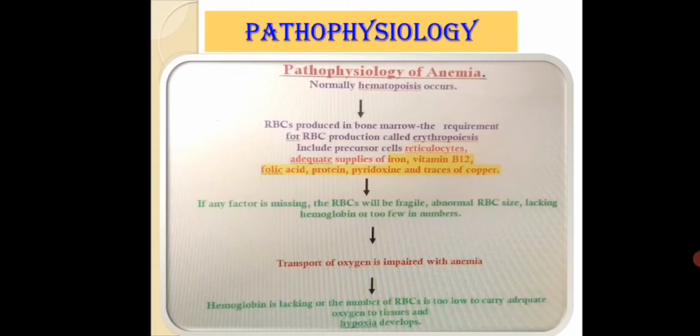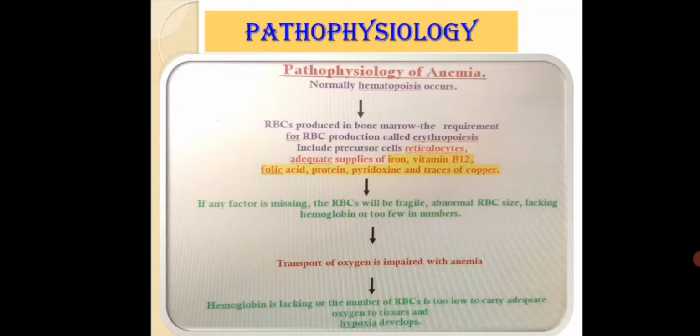Next, we will see the general pathophysiology of anemia. Normally there will be hematopoiesis, that means production of blood cells. Production of blood cells is called hematopoiesis. It is a normal process which happens in the bone marrow.